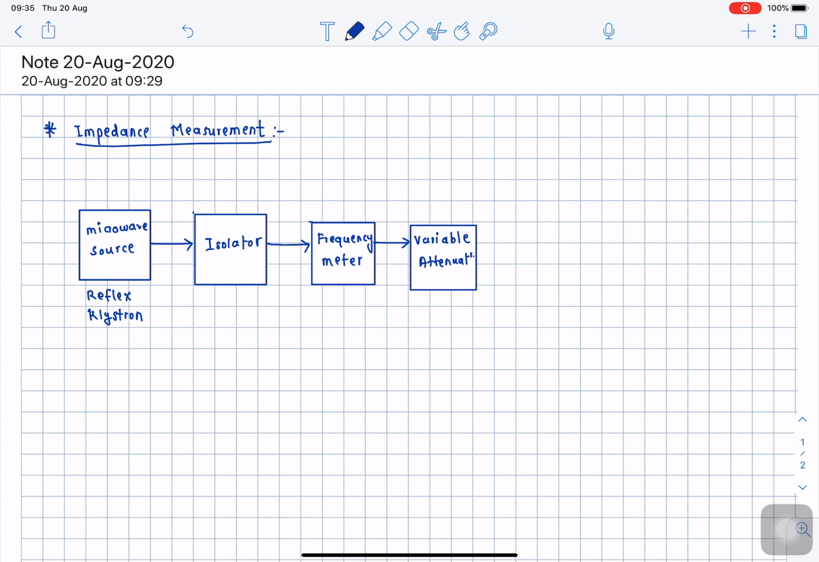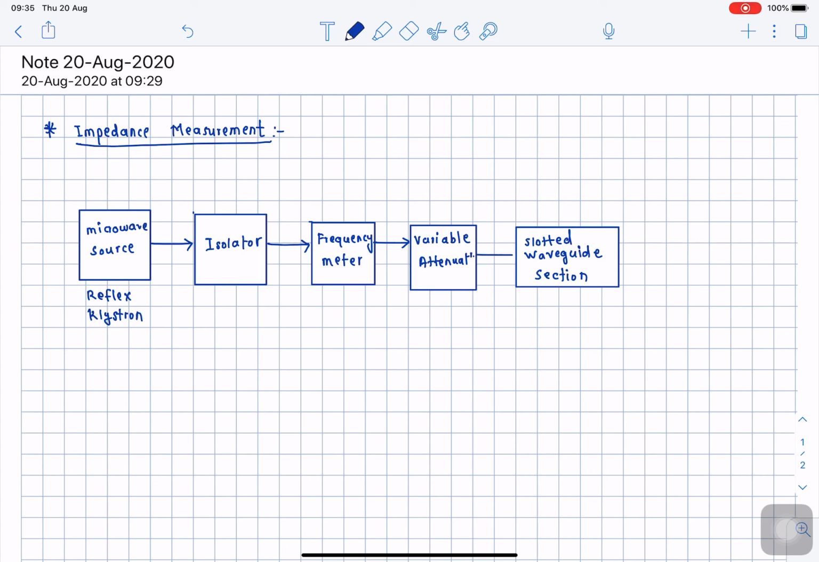After the variable attenuator, we connect a slotted waveguide section. Here I will draw a little bit bigger diagram, and this is the slotted waveguide section. This part of the setup is very important because we need to measure the distances, and the slotted waveguide section facilitates us to measure the distances of voltage minima and voltage maxima. So this is the slotted waveguide section.